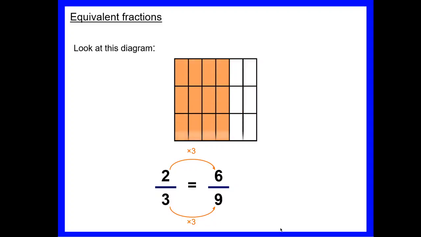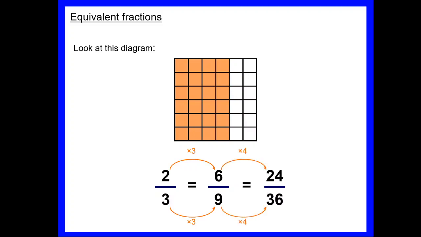Let's split it up again. Okay, so this time there are now 24 orange parts out of 36 parts in total. So another equivalent fraction. To go from 6 to 24, we multiplied by 4. And from 9 to 36, we multiplied by 4. So they are definitely equivalent because the numerator and denominator were multiplied by the same number. So that's what's making them equivalent.